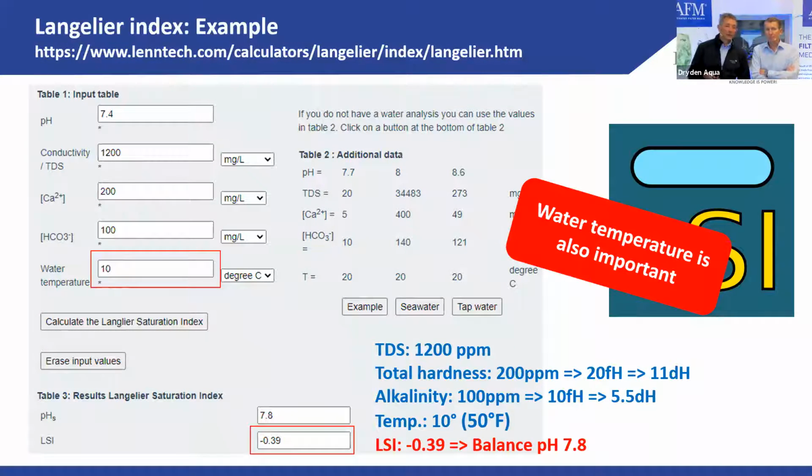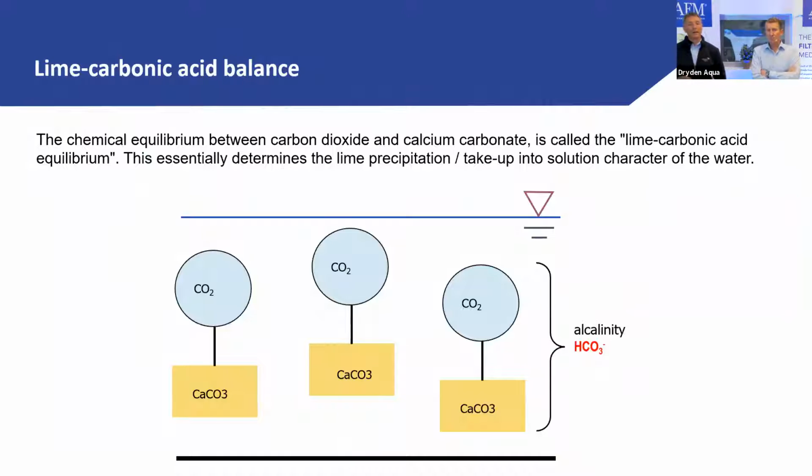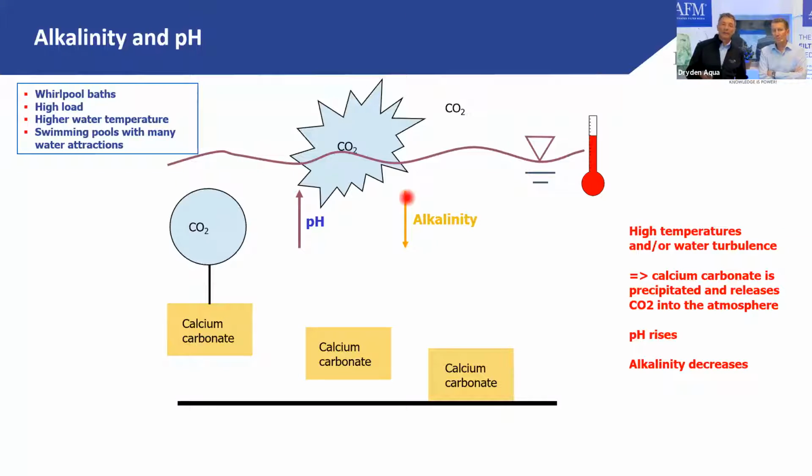Total hardness you cannot really change. Yeah, you can a little bit. This is what we discussed before, the lime-carbonic acid balance. This is how it is when you start the season. If you heat up the pool and use the pool, then you lose carbon dioxide. This carbon dioxide is missing, so pH goes up, alkalinity goes down.